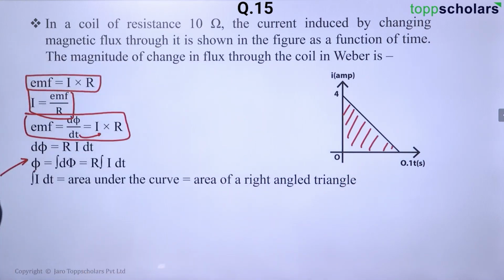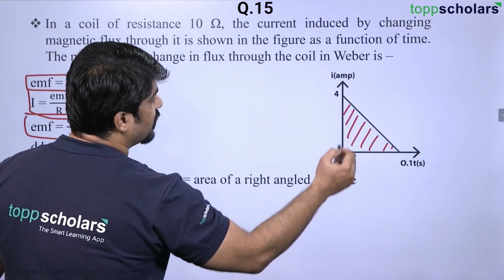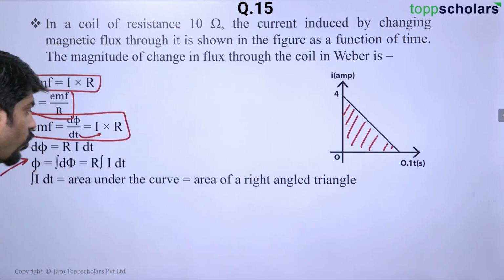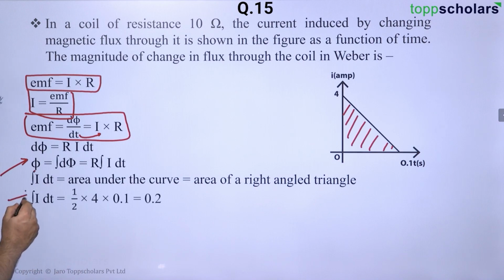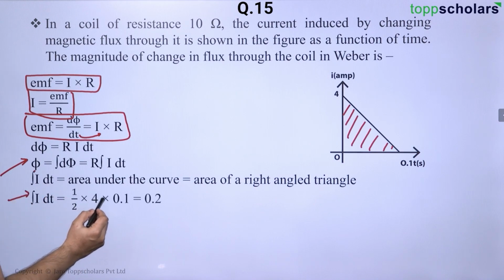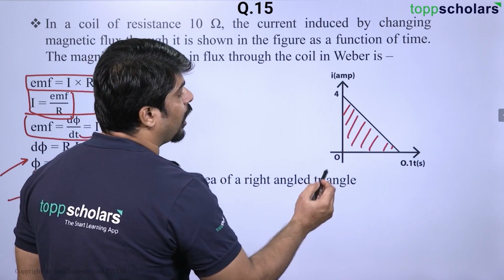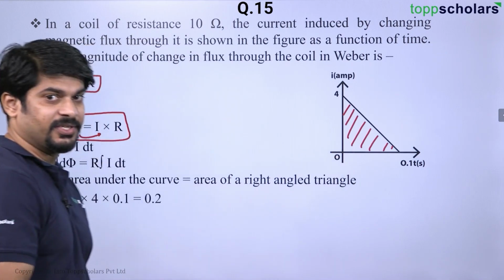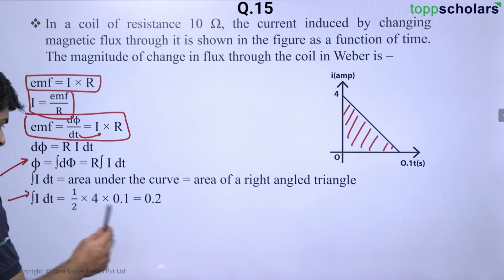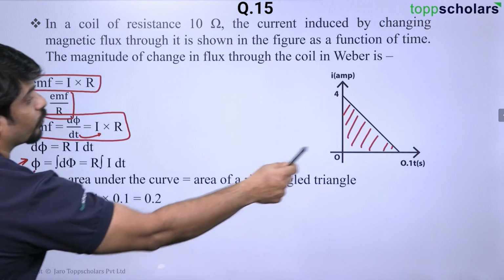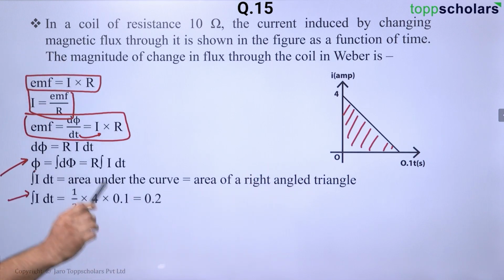We can easily find this because it's a right angle triangle. The area of a right angle triangle can be found with a standard formula, isn't it? So integration of I dt is equal to 1/2 into 4 into 0.1. We know that the area of a right angle triangle is 1/2 height into base, so we have put in the same numbers. Height is 4, base is 0.1, so it is equal to 0.2.